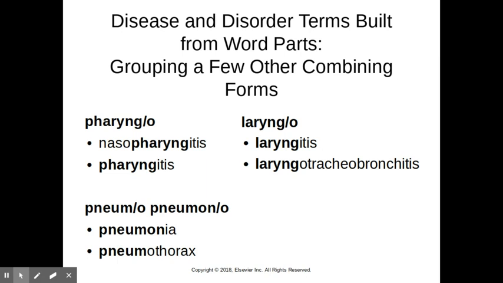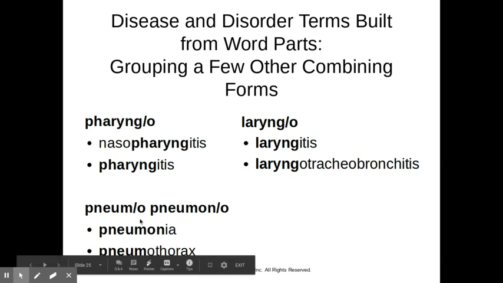Disease and disorder terms spill from word parts, grouping a few other combining forms. We have nasopharyngitis, so inflammation of the nose and pharynx. Okay. You have pharyngitis, inflammation of the pharynx. Laryngitis, inflammation of the larynx. Laryngeotracheobronchitis. Whew. So you have inflammation of the larynx, the trachea, which is the windpipe, and also the bronchial tree. Pneumono, that means lungs. Both those mean lungs.